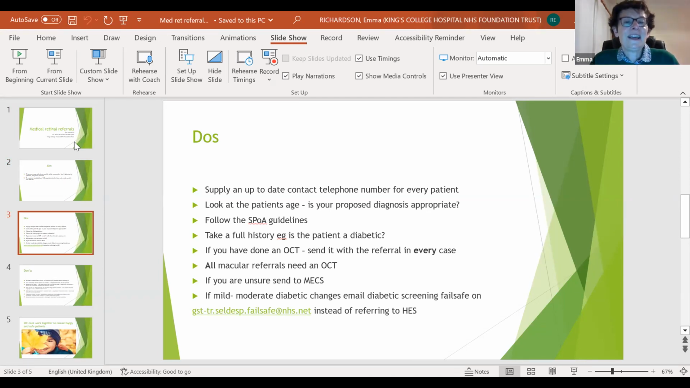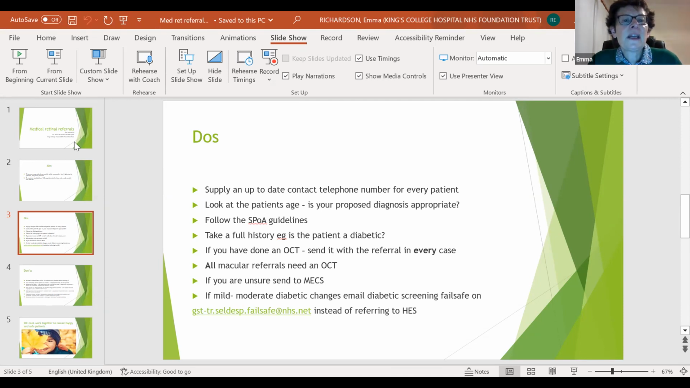Look at the patient's age. Is your proposed diagnosis appropriate? It gets a bit tiring when somebody refers query wet AMD in a 25-year-old, because it's not going to be wet AMD. And the same for something like GCA. GCA really is never seen in somebody under 50. So if you've got a 39-year-old with a headache, it isn't GCA.